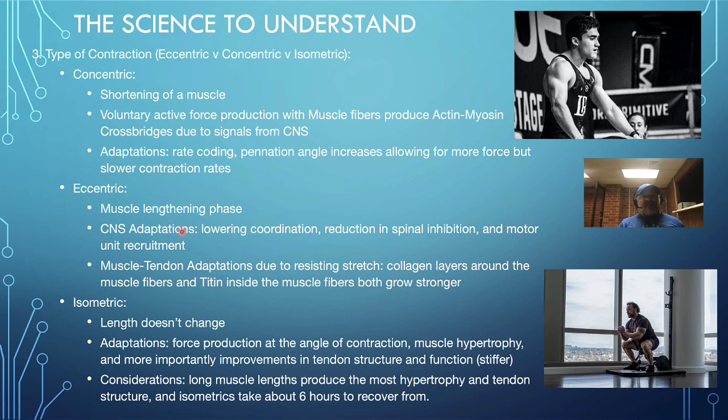CNS adaptations are going to be improved coordination, reduction in spinal inhibition, and motor unit recruitment. Shout out Chris Beardsley. What that means is you're going to get more coordinated, and that doesn't really help just because you're getting better at doing eccentric contractions, but reduction in spinal inhibition does, and so does motor unit recruitment. Obviously, that's your CNS recruiting more and more of those motor units.